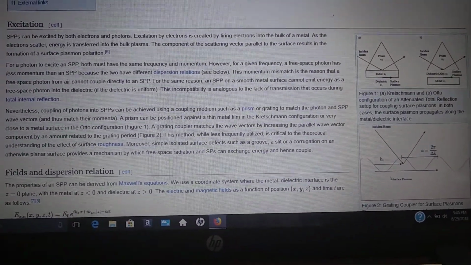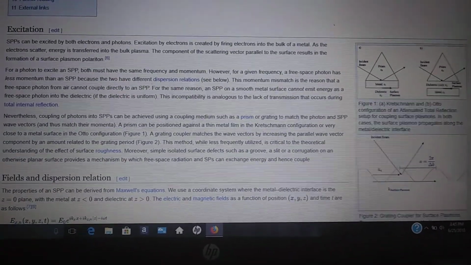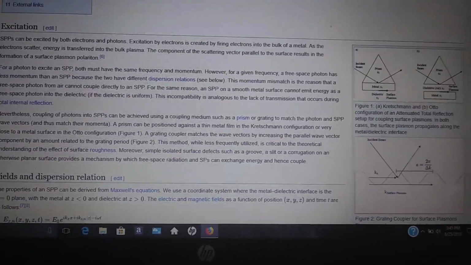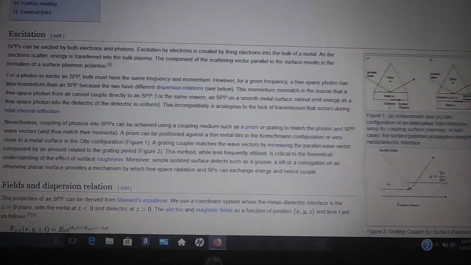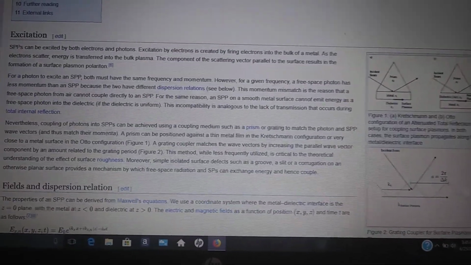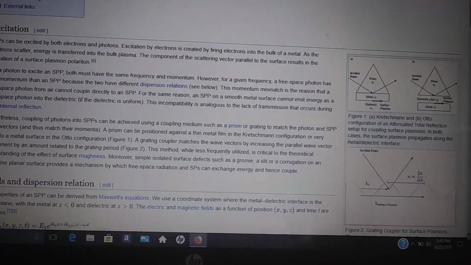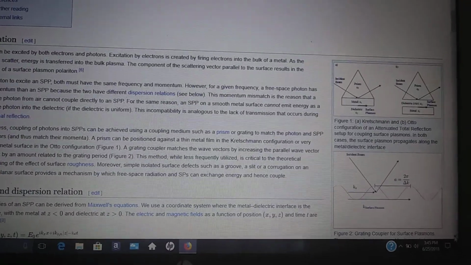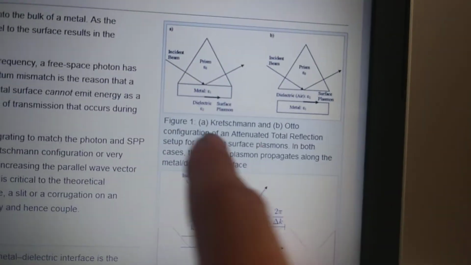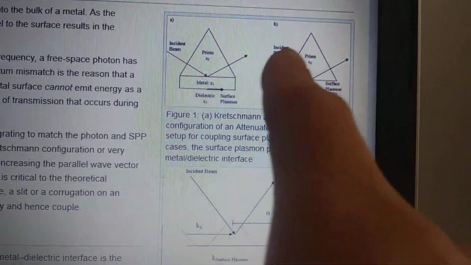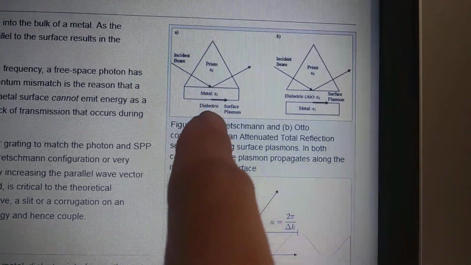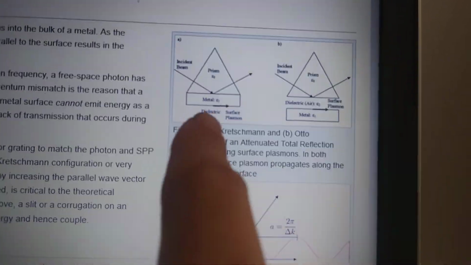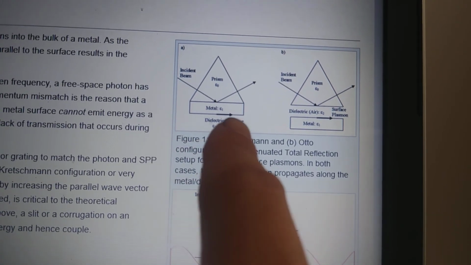So surface plasmon polaritons can be excited by both electrons and photons. Excitation by electrons is created by firing electrons into the bulk of a metal. As the electrons scatter, energy is transferred into the bulk plasma. The component of the scattering vector parallel to the surface results in the formation of a surface plasmon polariton. You can see here you get your light beam coming in, or whatever beam you have, electrons, photons, hitting the metal, and here's your dielectric media, and the surface plasmon right in between.